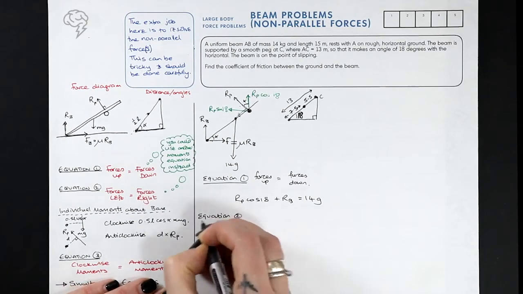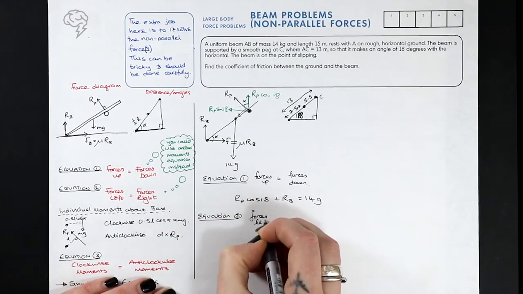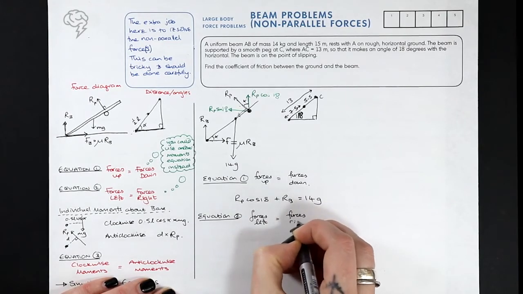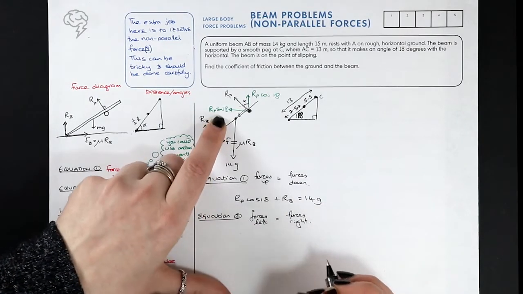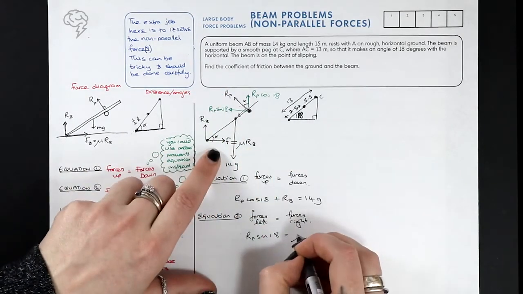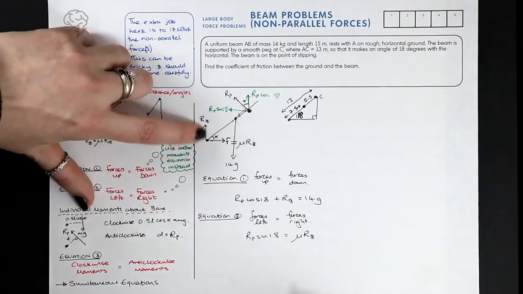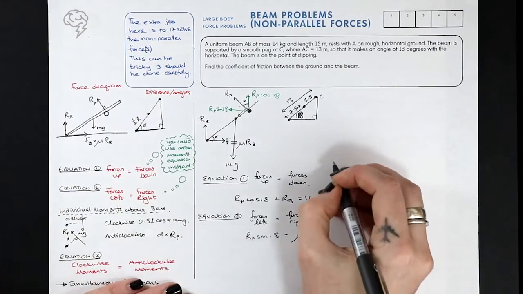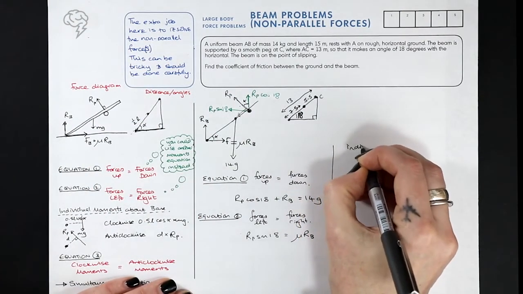Equation 2. Forces left is forces right. Left, I've got RP sine 18. And right, I've got mu R. Not any old R. RB, the reaction at the base. Right, let's do our moments.